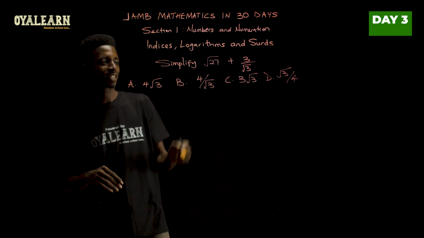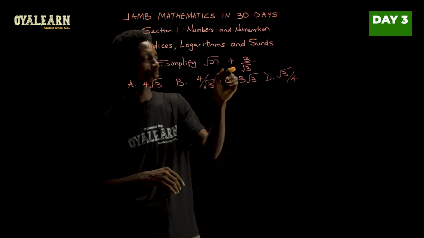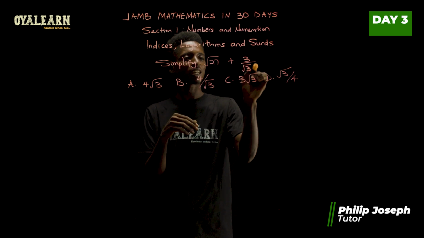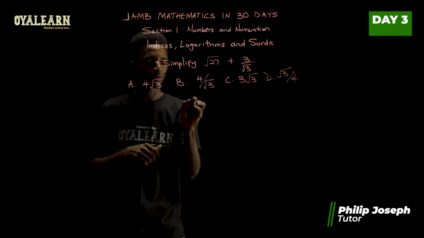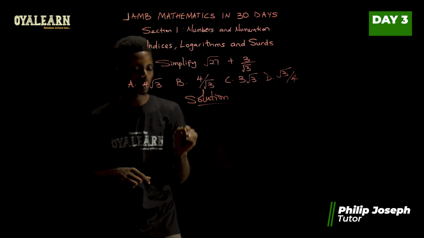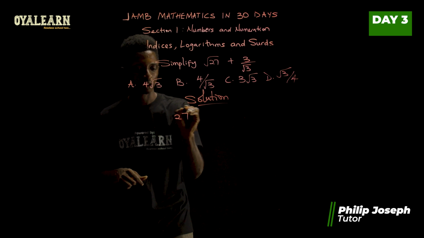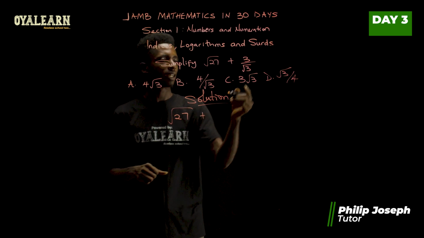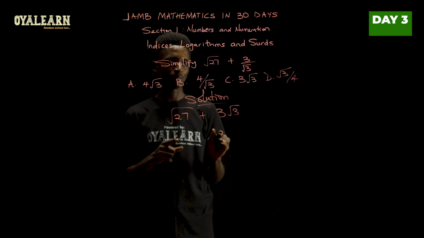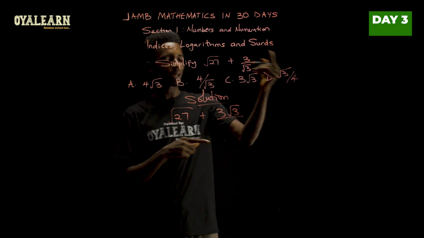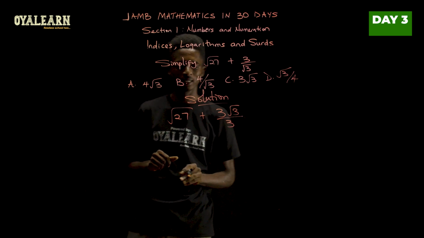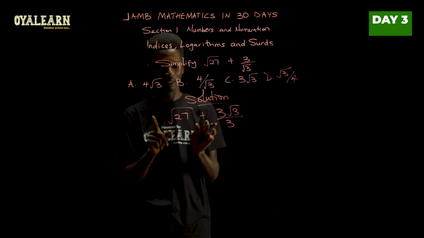Now, this question says, simplify surd 27 plus 3 over surd 3. Now, in order to solve this, we have to first rationalize this, right? So take note of this. This same question can be written now as surd 27 plus, now multiply this by surd 3, and then you have 3 surd 3 over, now surd 3 times surd 3 will give you 3. So this is how we rationalize simple surds like this, so that we can then go on to finish this up.